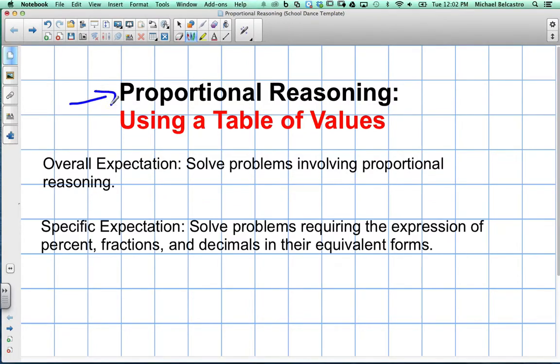We're going to be looking at proportional reasoning, and the method we're going to use is a table of values to solve this question. The overall expectation is to solve problems involving proportional reasoning, and the specific expectation is to solve problems requiring the expression of percent, fractions, and decimals in their equivalent forms.